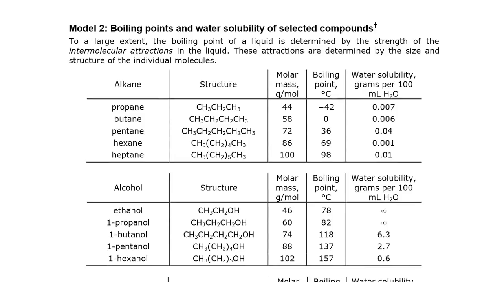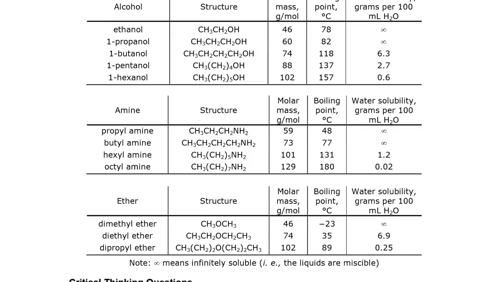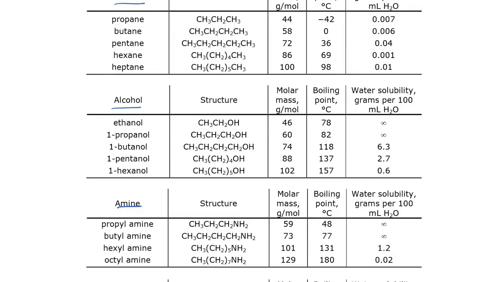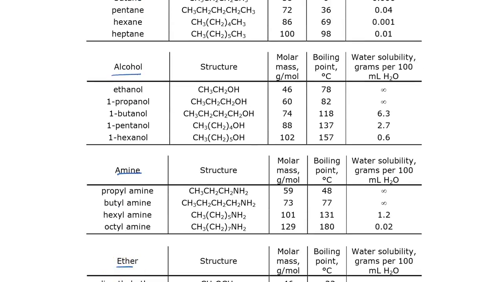All right, so we're ready to move on with Model 2. Boiling points and water solubility of some selected compounds. To a large extent, the boiling point of a liquid is determined by the strength of the intermolecular attractions in the liquid. These attractions are determined by the size and structure of the individual molecules. And then we have a whole table full of molecules in 4 categories. Category alkane, alcohol, amine, and ether.